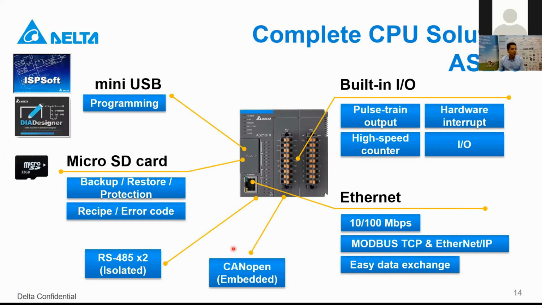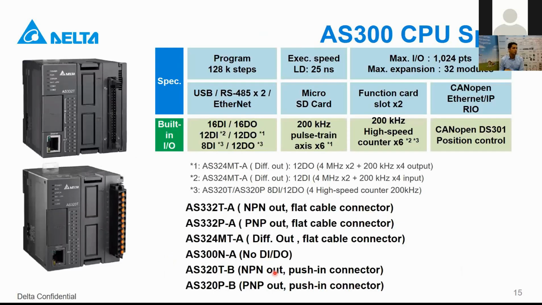So we can program in DIADesigner and ISPsoft. And another main difference between 300 and 200 is that in 300 series, there was a function card slot. But in 200, there is no function card slot, but there is an embedded CANopen. Okay, so this is another main difference between 2 models. Okay, quickly have a look at specs. So AS300 has a 128 kilo step program capacity, which is more or less, we can say, 1 step 4 byte, so around 512 kilobyte.